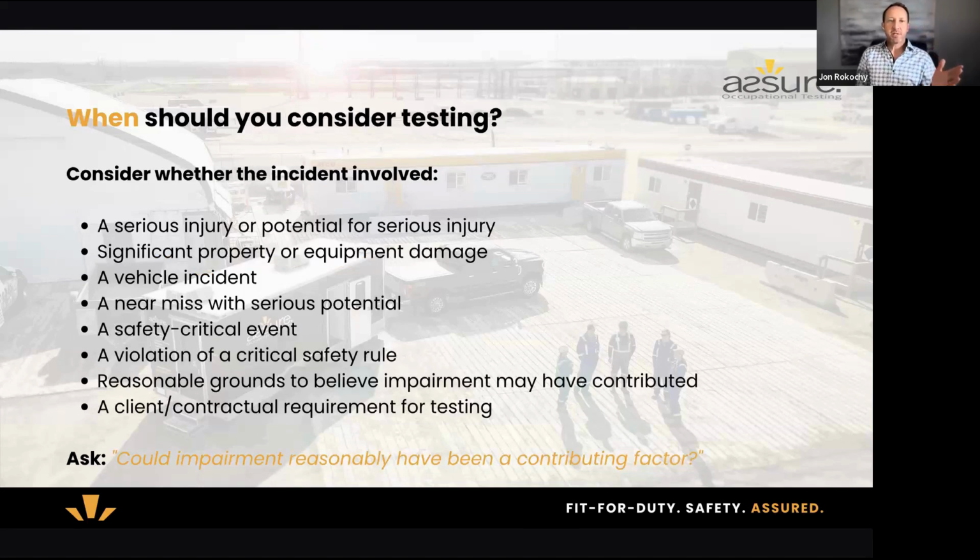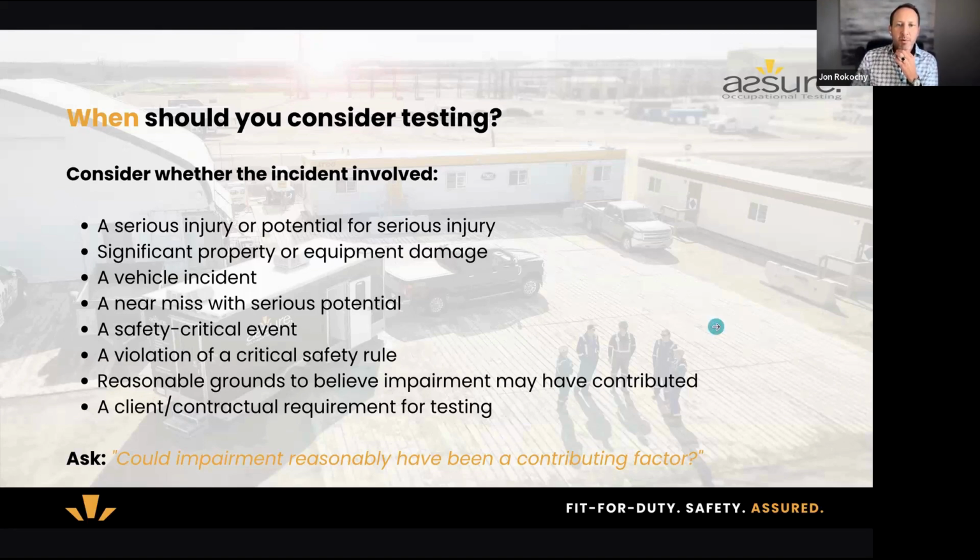So when should you consider testing? Here are some things to think about to give you confidence in your decision to proceed with a drug and alcohol test after an incident. Did the incident involve serious injury or potential for serious injury? Injury to who? To a person, somebody else, to property, to the environment. So injury can mean many different things.